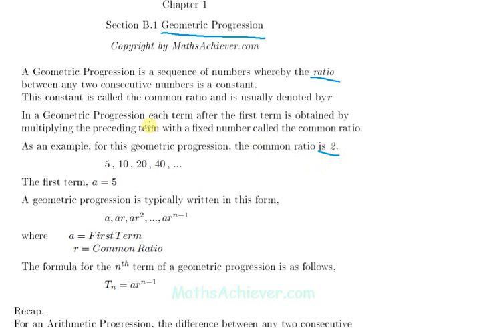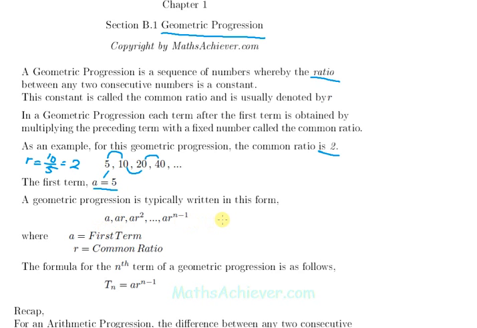How did we come to 2? Let's take a look at the ratio here. I'm just going to write it out here. R is equal to 10 over 5, which is 2, right? Now if you take a look at the ratio here, this is 20 over 10, which also gives us 2, and the ratio here, 40 over 20, is also 2. So the common ratio is 2, and the first term is A, which is 5 here.